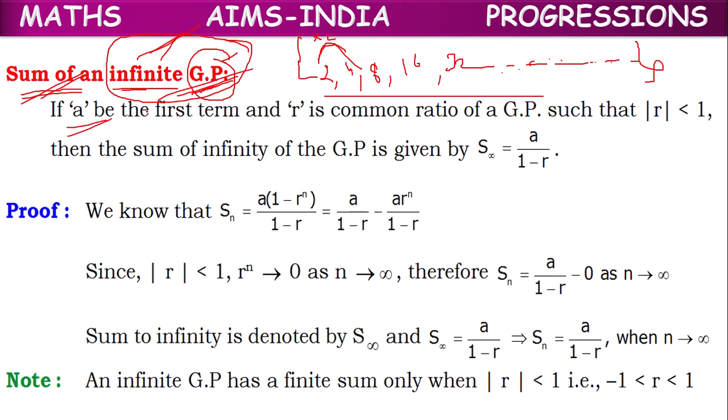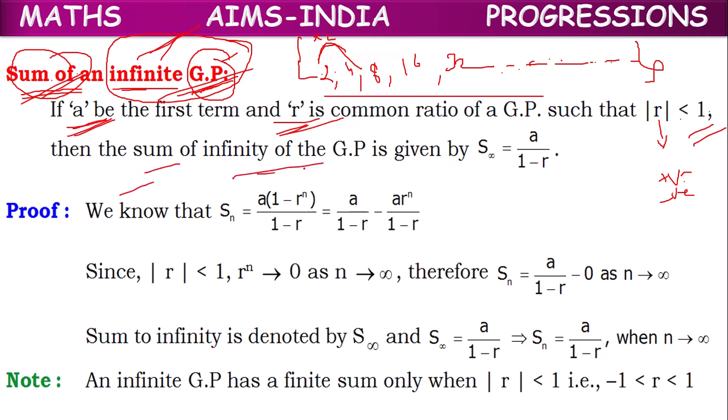So let a be the first term, r is the common ratio, and in the case of an infinite GP, the value of the common ratio should always be less than 1. It may be positive, it may be negative, but the modulus value of the common ratio should always be less than 1. Then only we can find the sum of that kind of infinite GP.